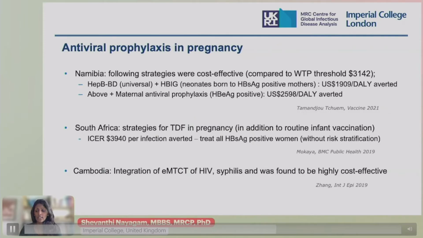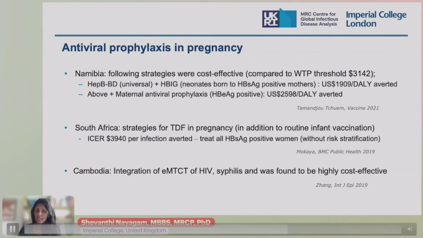Now here's just a summary of a few other studies that look at antiviral prophylaxis in pregnancy and the cost effectiveness. In Namibia, the following strategies were cost effective compared to the Namibian willingness to pay threshold. So they found adding universal hepatitis B birth dose and HBIG to neonates born to all surface antigen positive mothers was cost effective, and the addition of maternal antiviral prophylaxis using an e-antigen guided approach rather than a viral load guided approach. And these fell below the Namibian threshold.